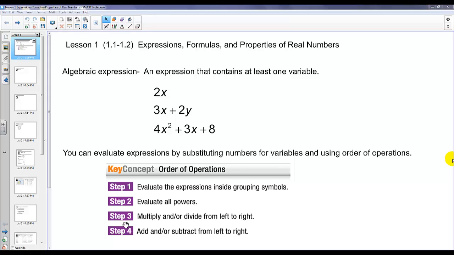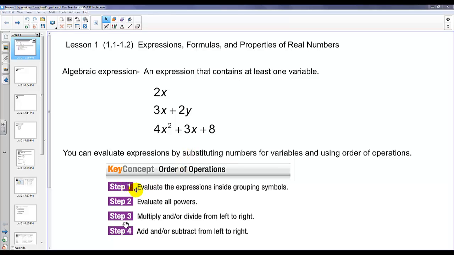In this lesson, we're going to talk expressions, formulas, and properties of real numbers. By this time, we should know an algebraic expression is an expression that contains at least a variable. So you'll see I've got a number of examples right here, all having variables, additions, subtractions, multiplications, exponents, and so forth. If we want to evaluate these, we will typically substitute numbers in for the variables and then use order of operations to solve.